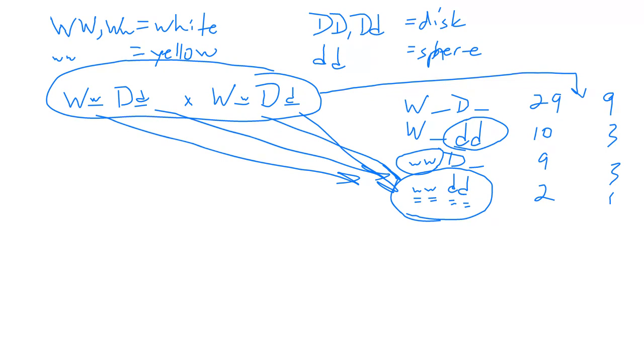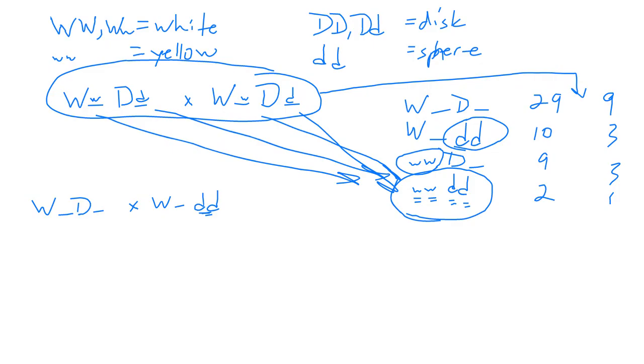So next we have a white disk and a white sphere. So again, white disk has to be that. White sphere is that, right? So we know that this parent is homozygous recessive because it's sphere-shaped. We don't know about any of the other characteristics for sure, except that they're carrying a dominant allele.